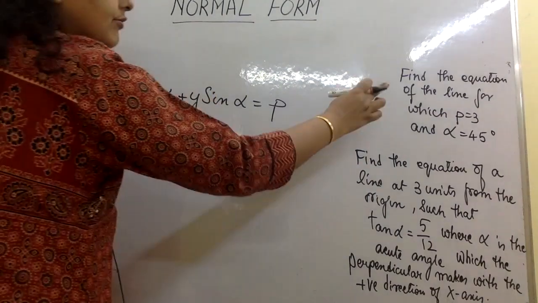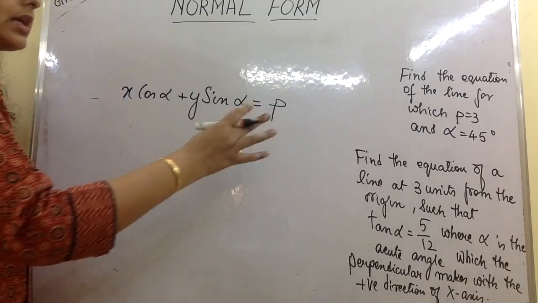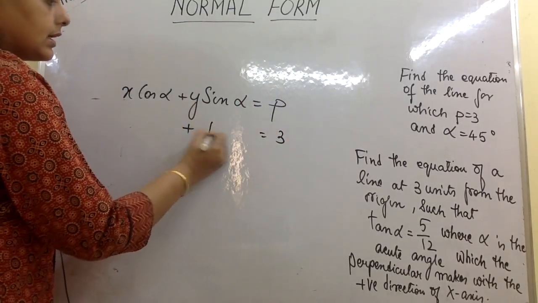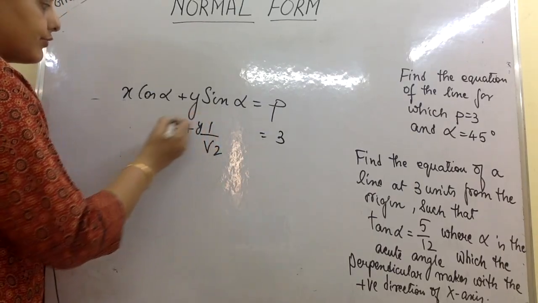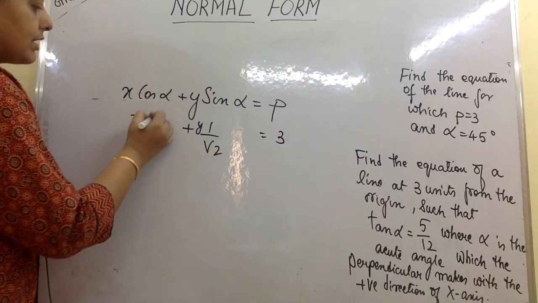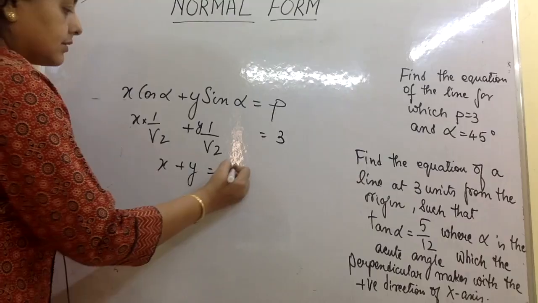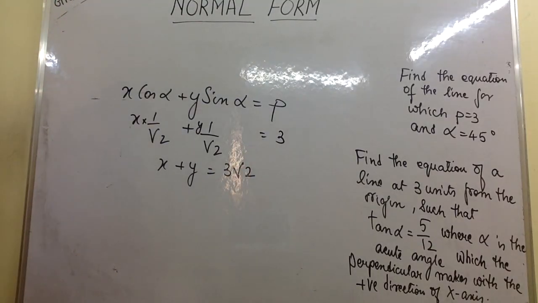Okay, so find the equation of the line whose p is 3 and alpha is 45. So if you see a sum with p and alpha, you have to go for this. Put a 3. Here, can I write straight? y by 1 by root 2, because sine alpha, sine 45, x into 1 by root 2. So x plus y is 3 root 2 is the equation of the line.